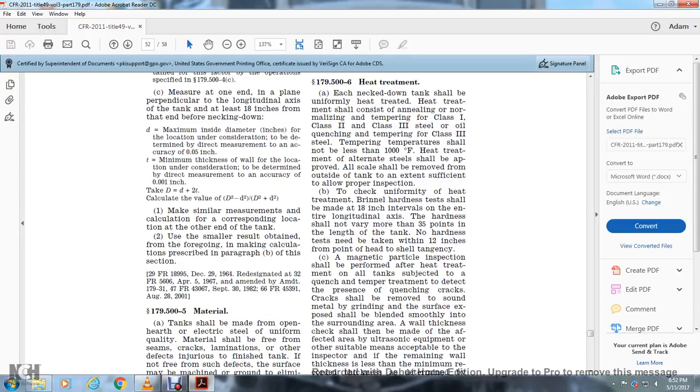Heat treatment of the alloy steels shall be approved. All scale shall be removed from the outside of the tank to an extent sufficient to allow proper inspection. To check the uniformity of the heat treatment, a Brinell hardness test shall be made at 18-inch intervals along the entire length of the tank. The hardness shall not vary by more than 35 points along the length of the tank. Hardness tests need not be taken within 12 inches of the head.